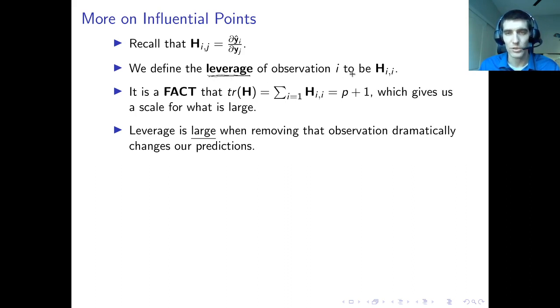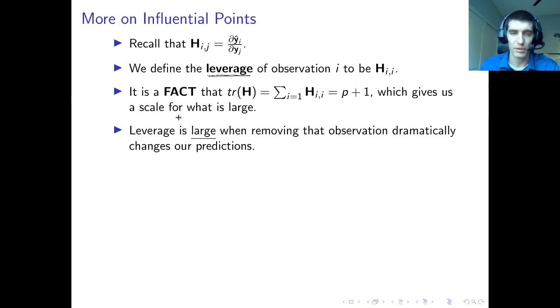So the leverage of observation i is the ith term along the diagonal of the hat matrix, right? So it is a measure of influence. It is the partial derivative of the ith prediction with respect to the ith input because it's on the diagonal. Okay. So in general, it's a fact, and you'll show this in one of your homeworks, that the trace, the sum of the diagonals of the hat matrix, is p plus 1. Okay, and that gives us a scale for what is large.